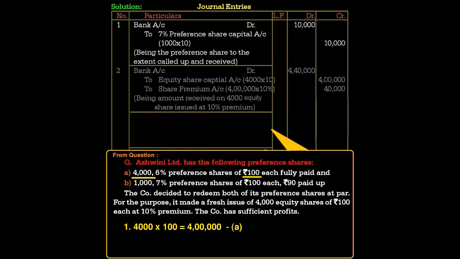It's at par, so we are redeeming at 100 rupees only. So 4,000 into 100, it comes to 4 lakh. Second one, 1,000 into 100, 1 lakh. So 4 lakh face value of first preference shares, total share capital. Second one, 1,000 into 100, that comes to 1 lakh. So 4 lakh plus 1 lakh, together we need 5 lakhs, right? 5 lakhs rupees we need to repay the preference shares.